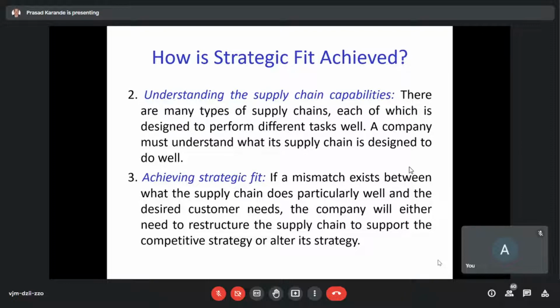Then the second part of achieving strategic fit is understanding the supply chain capabilities. Yes, you should know the capabilities. It means, take an example: because of uncertainty there is a reduction in demand. So in that case, what will happen? You might have given orders to your suppliers, and the supplier might have manufactured the products for you. You have to receive this material and you have to store.